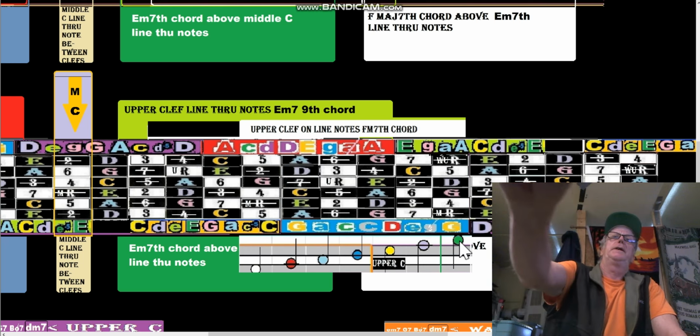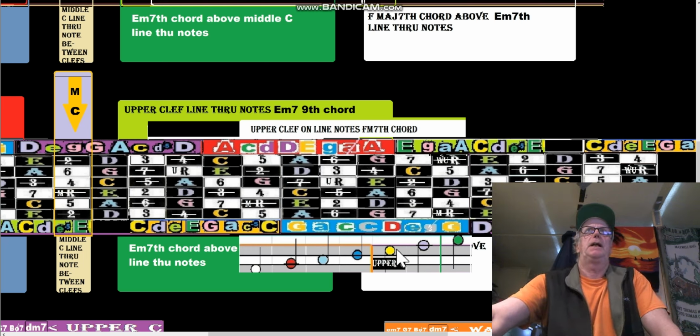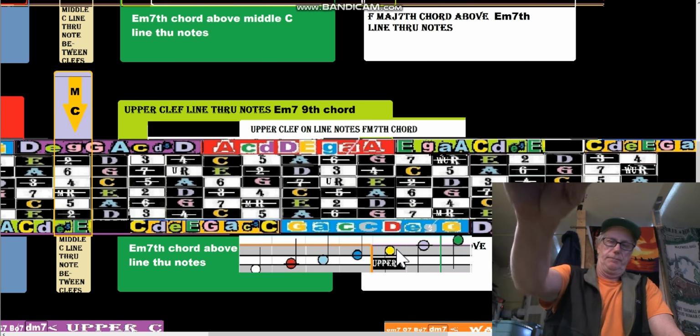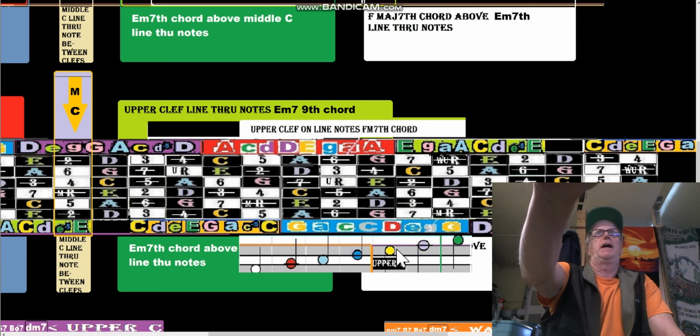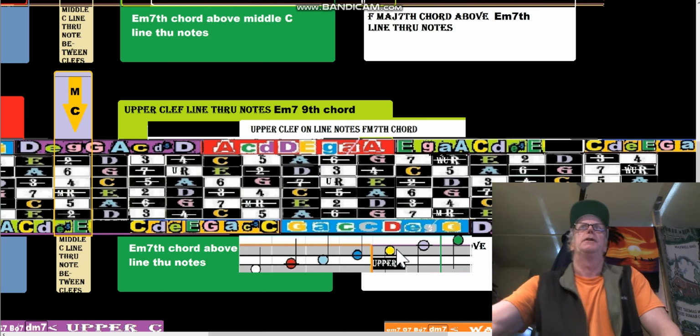So really here, when you're looking at the upper clef and you're looking at that C there, we play that a lot with the trumpet, but it would come out a B flat, but it's up there. That's upper C. It looks like middle C, but it's not. It's upper C. So we have an F major 7th chord there.